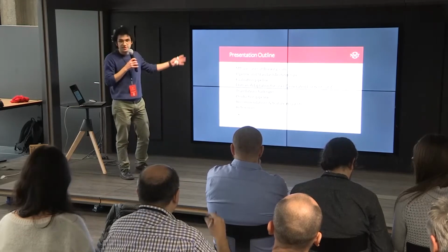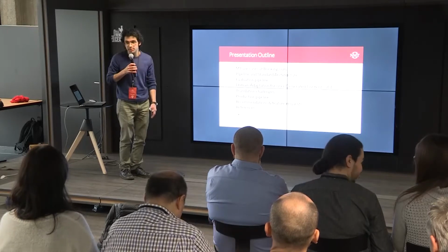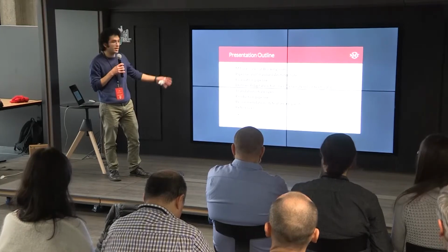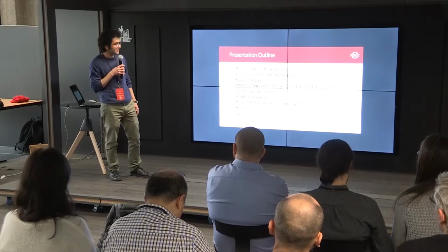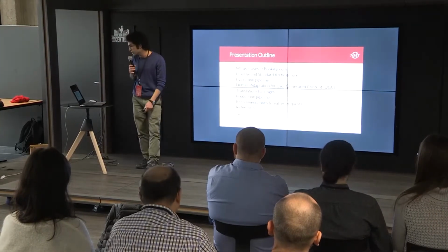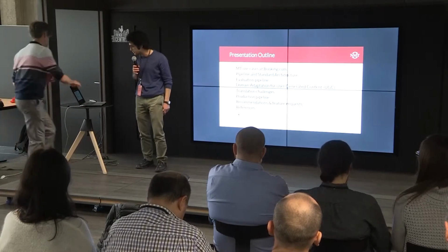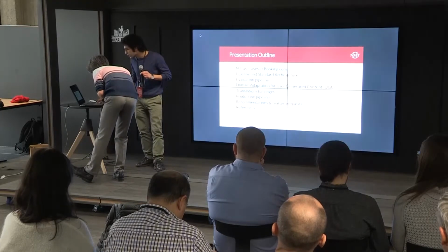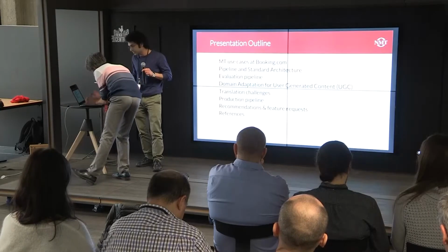Basically, this is how the presentation will go. We'll start with the use case in Booking.com and why we need machine translation, and then some information about the pipeline and the standard architecture. Then we'll go to our evaluation pipeline, and some of our trials for domain adaptation for user-generated content.